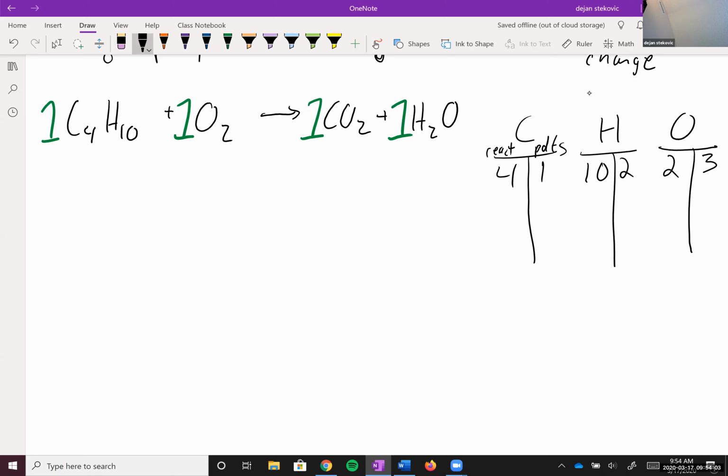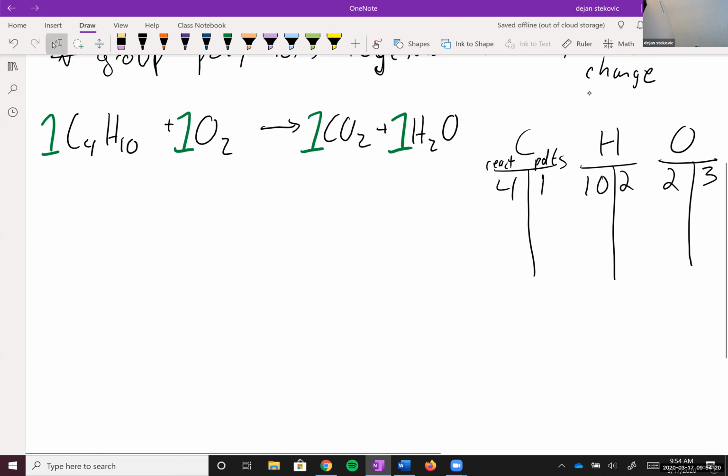So we want to go ahead and balance it. And remember, the only thing we can change is the coefficients, in this case, the ones. You can't make C4 into C5 or anything like that. All you can change is these coefficients out front. So let's take a look at what we should do. You can see that all of our stuff is unbalanced.